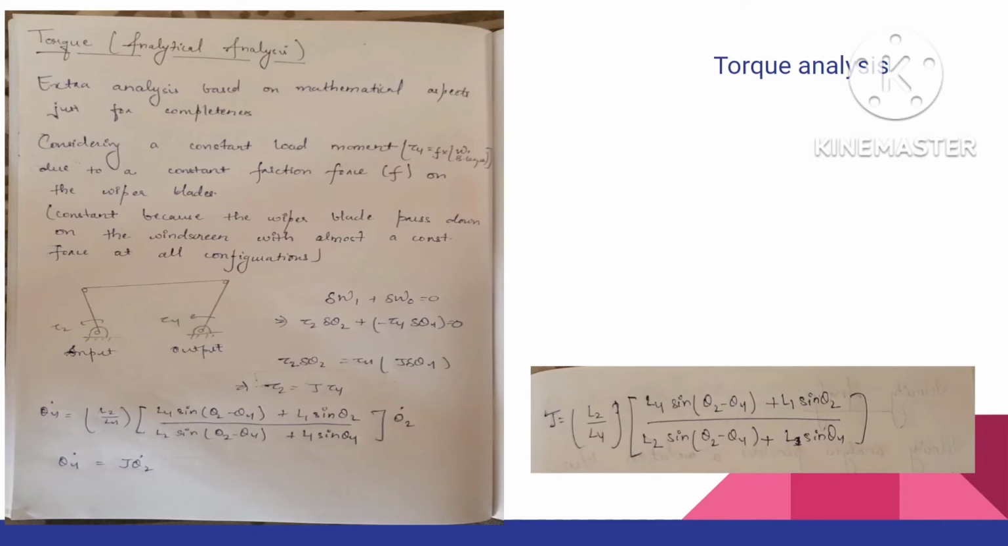Now we move on to the torque analysis. In torque analysis, for the torque required of the motor, we assumed a constant load moment due to constant friction force, and it gives us the output torque for the given input torque. The virtual work done by the mechanism is zero. Therefore, we can equate the input work and output work to get the equation tau 1 is J times tau 4, where J is the Jacobian obtained from the velocity analysis.